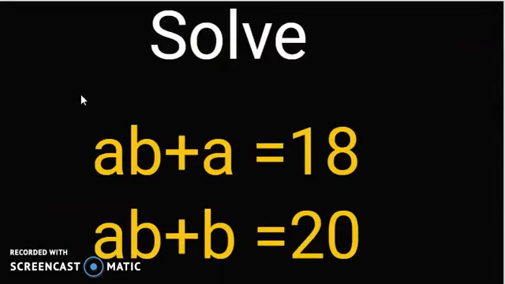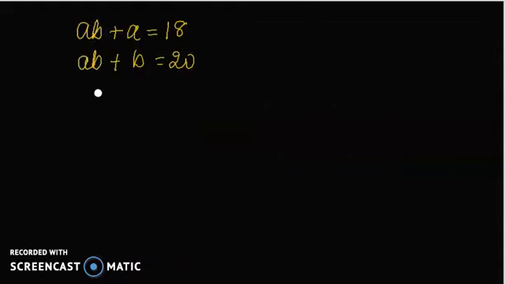Today's question is, we have to solve for a and b. We are given ab plus a is 18 and ab plus b is 20. So as you can see, our question is here. Let us proceed to solve this question, and let us consider this as equation 1 and this as equation 2.